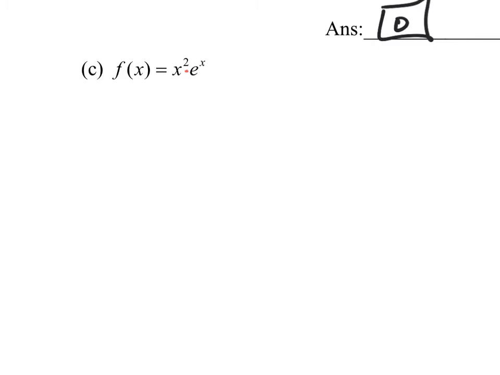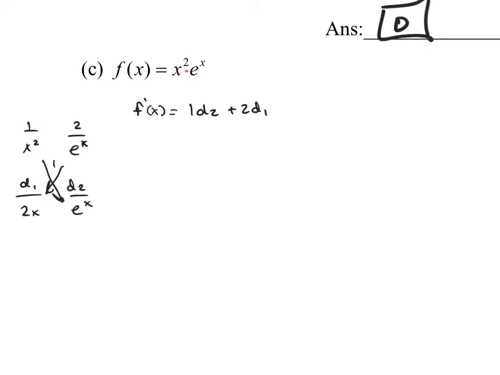So what you've got to realize here is to find that derivative, again, we're going to be 1d2 plus 2d1. The first times the derivative of the second plus the second times the derivative of the first. The first function here would be x squared, and the second function here would be e to the x. What's the derivative of x squared? That's simply 2x. And what's the derivative of e to the x? Well, that's e to the x.